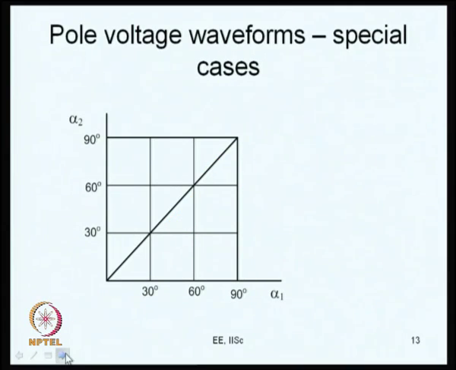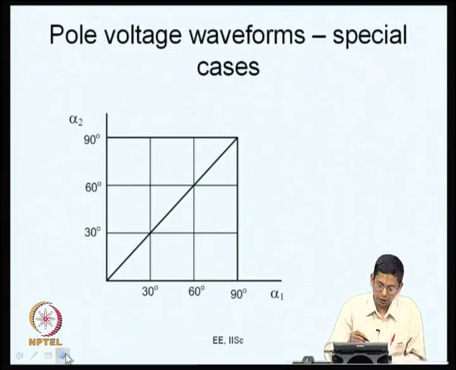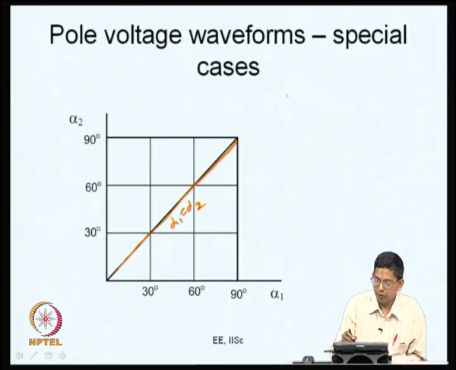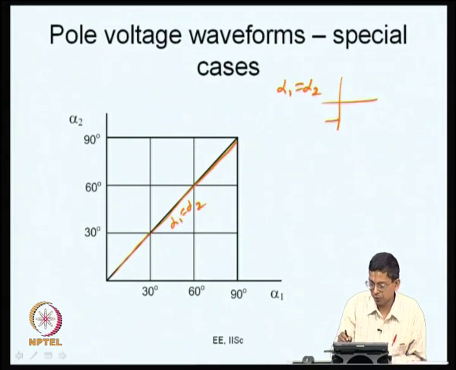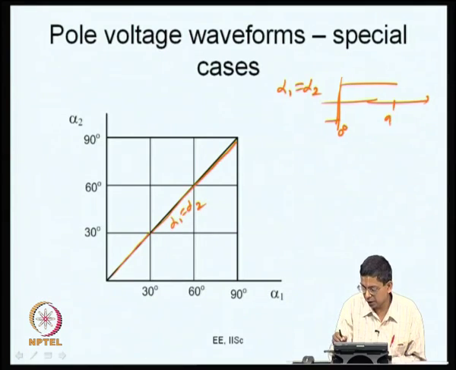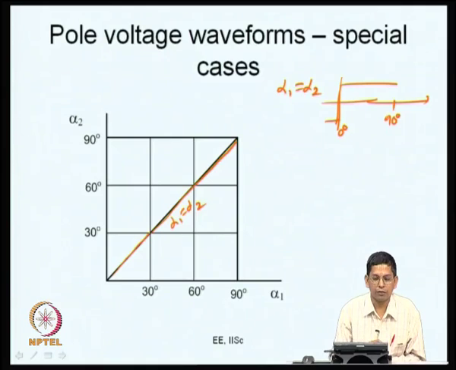Let us move to some special cases. One special case is something that I have already indicated, that is this line alpha 1 is equal to alpha 2. When alpha 1 is equal to alpha 2, you have a square wave, which we just saw. At 0 degree it switches, and till 90 degrees it is high. This is a square wave.